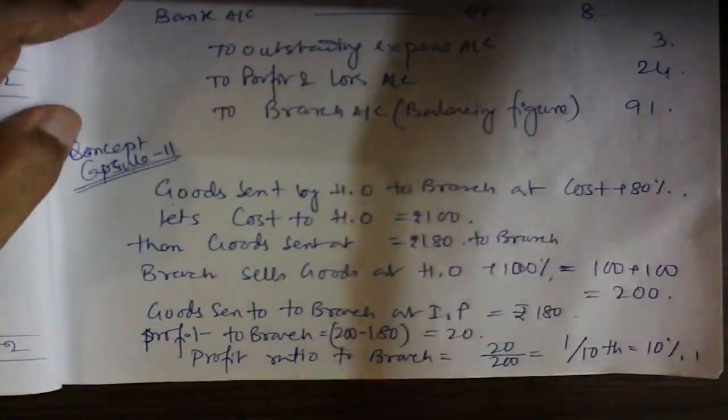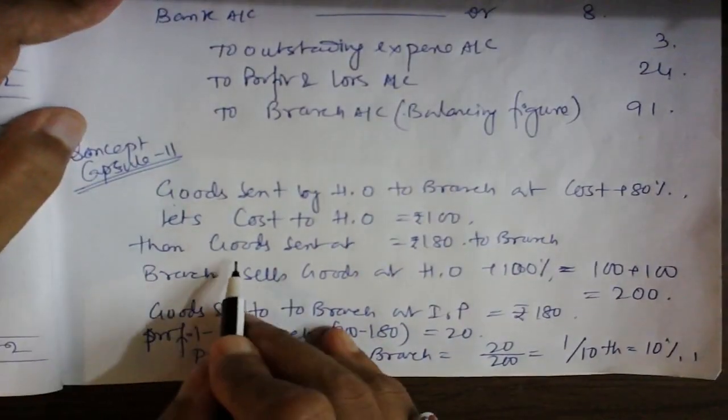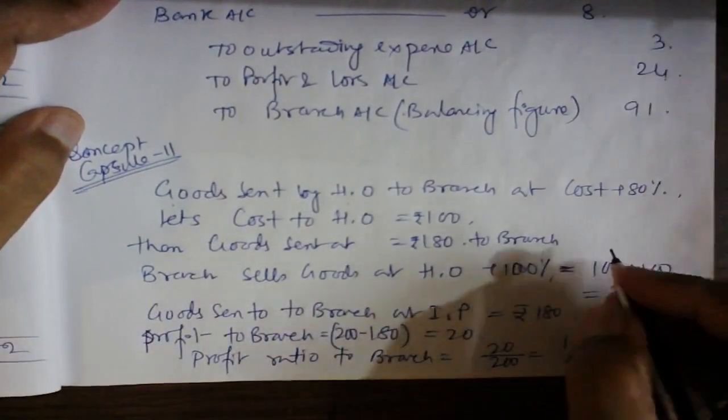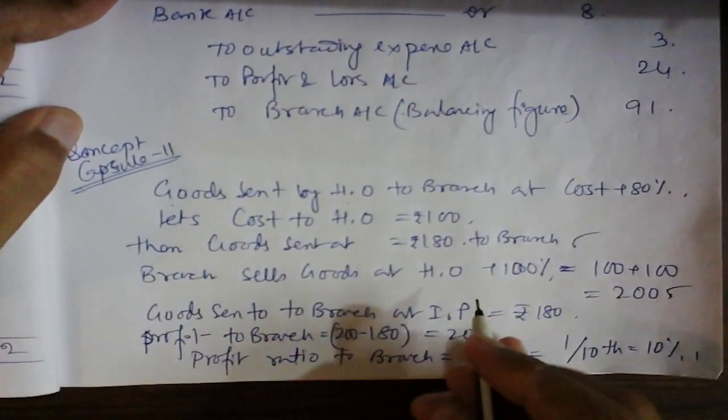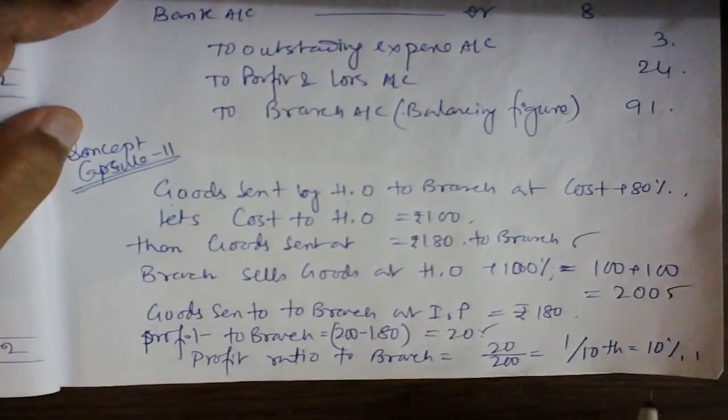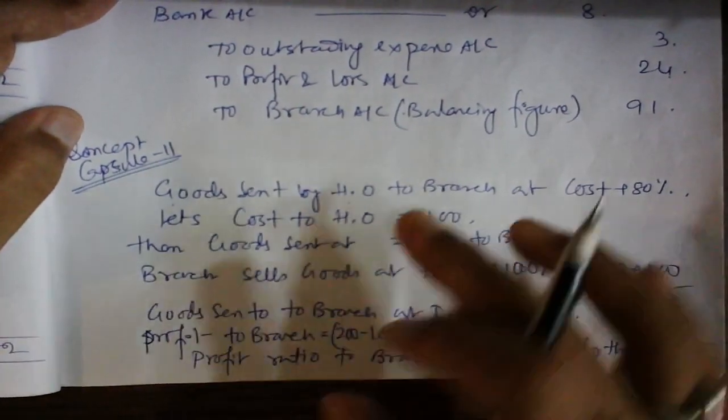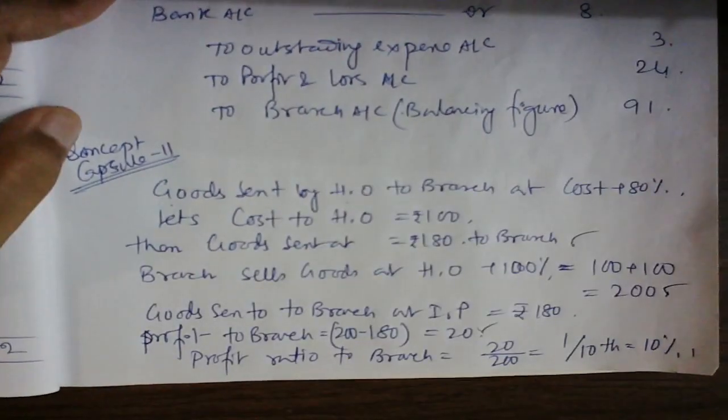So we need to first calculate: branch received the goods at 180, branch sold the goods at 200, branch made a profit of 20, which is nothing but 10% of the selling price. That is the basic fundamental. Please note that.